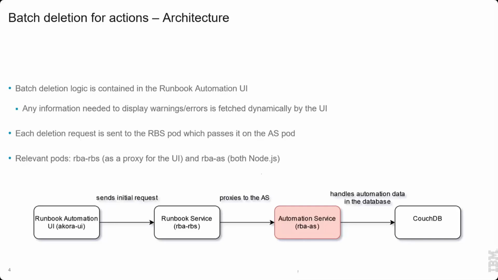Quick mention of the architecture. This is not very complicated if you've ever looked at the RBS and AS architecture for this kind of experience before. Specifically important here, though, is that the batch deletion logic is contained in the UI. So the UI grabs all the information needed for those kinds of warnings and errors, and then performs essentially individual deletions for the action that you select. If you ever have to look at the details here, the important part here is the automation service, which handles the actual deletions. So that's what you'd be looking at for logs or any kind of information there.